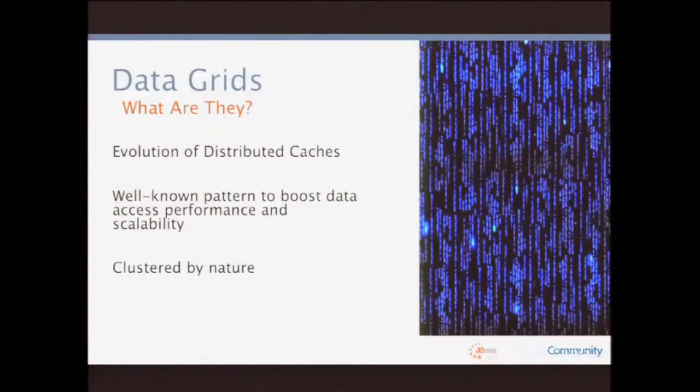What are they really? I kind of look at data grids as an evolution of a distributed cache, right? We're all familiar with caches. It's a useful pattern we all know about to try and remove bottlenecks, right? If you're doing an expensive operation or hitting an expensive database to retrieve data all the time, you can scale your reads by caching stuff in memory, right? Quite easy. Not that easy.